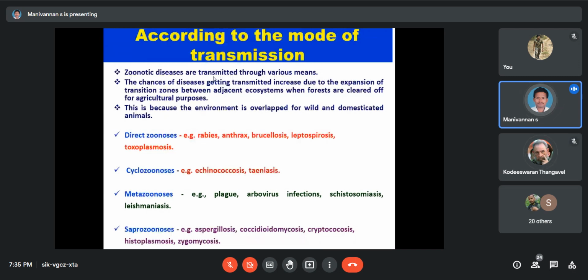Clear, sir. The mode of transmission is different: direct and indirect. Direct contact and indirect. Next, some of the terms, know them as per the syllabus.